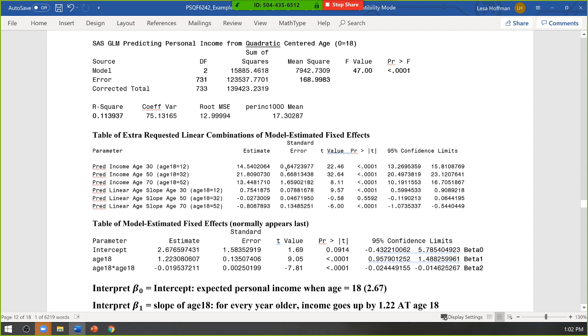Anywho, enough whining. All right, so here's the output. Then we have this part right here, the first set of results. That's telling you about your model.